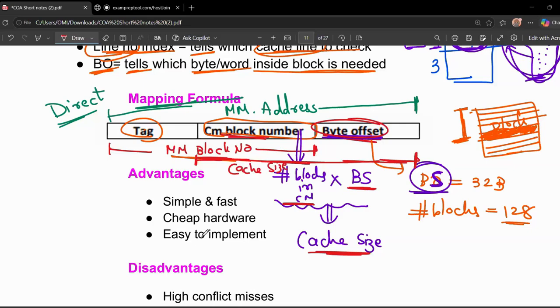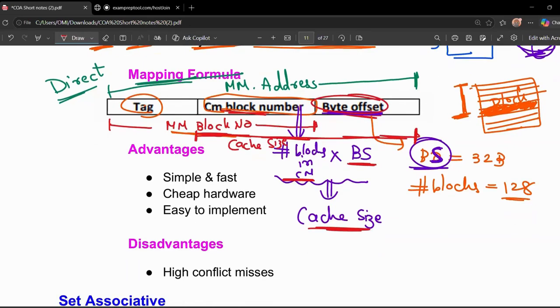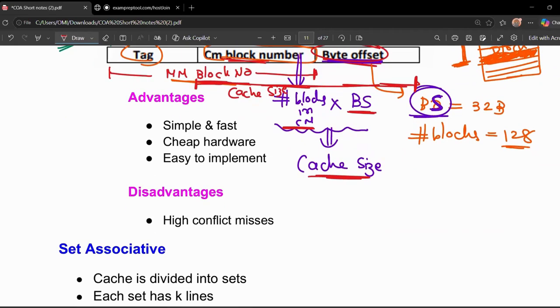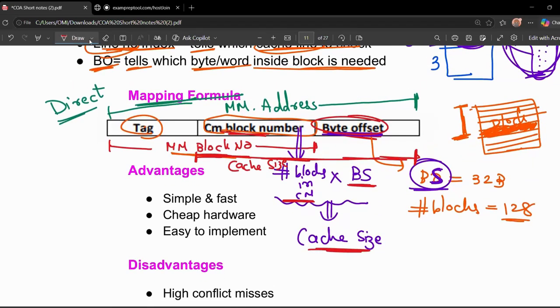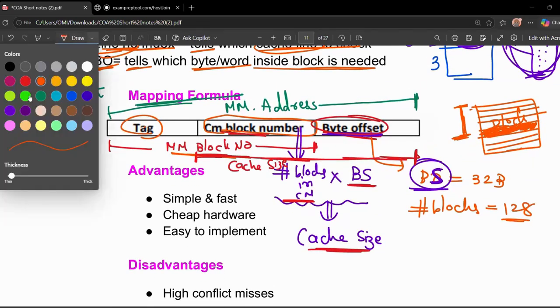So this way you can find small things. Now this is the entire direct mapping. Now let's see some advantages and disadvantages.